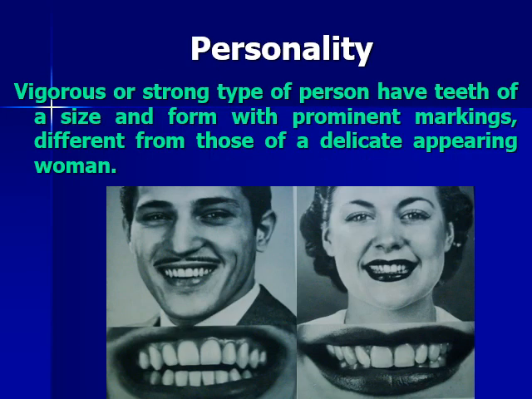Personality of the patient: a vigorous or strong type of person has teeth of a size and form with prominent markings, different from those of delicate women, as seen in this figure. The vigorous male's teeth are more sharp and more prominent in comparison with the delicate woman's.